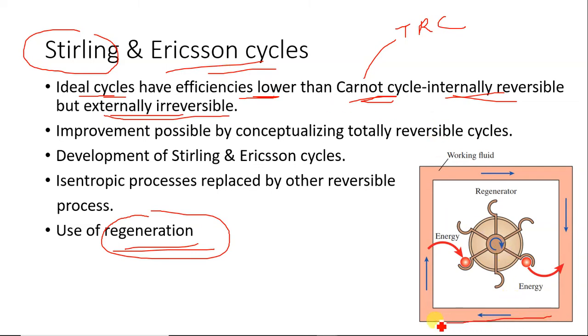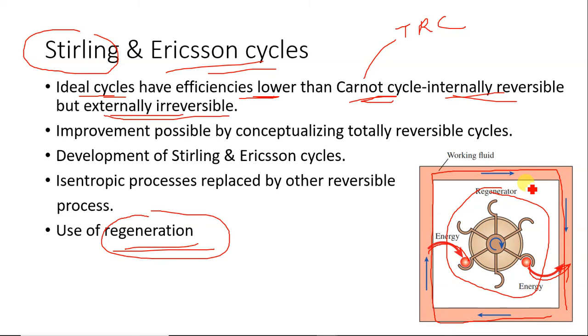Okay, this is process 1, process 2, process 3 and process 4. Four processes are forming a cycle. Now what happens? There is a regenerator in some form in the cycle. What it does, it takes the energy from the working fluid whenever it is not required, and it is stored over here in the regenerator, and whenever it is again required by the cycle, the same amount of energy is sent back to the working fluid.